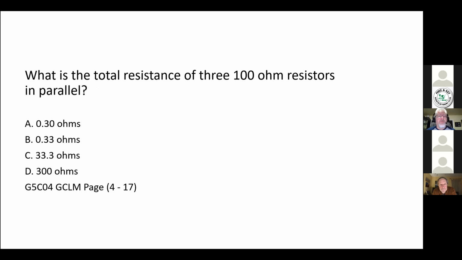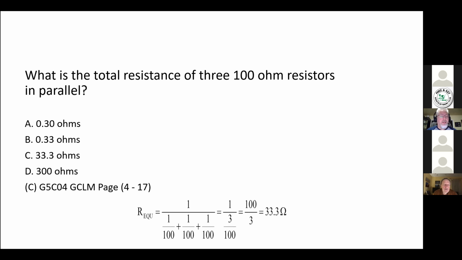What is the total resistance of 3 100 ohm resistors in parallel? A, 0.30 ohms. B, 0.33 ohms. C, 33.3 ohms. Or D, 300 ohms. Charlie is correct, 33.3. So you take each one of them and add them, and then 1 over the top gives you 100 over 3, which gives you the 33.